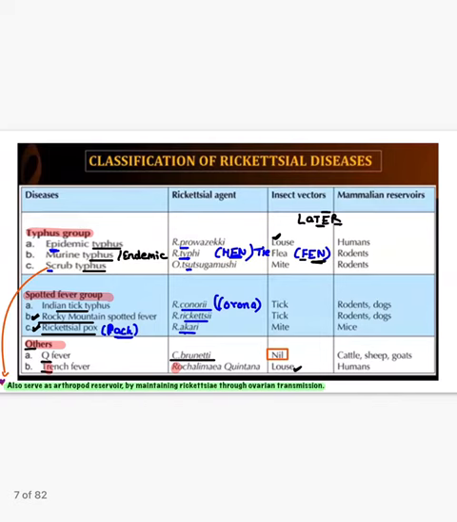Now coming to mite. For mite, remember the mnemonic PSM. M is for mite, P is for pox, and S is for scrub. Let's see if the mnemonic matches. Scrub typhus is the mite one. And rickettsial pox is also the mite one. You have no other things with the mite.